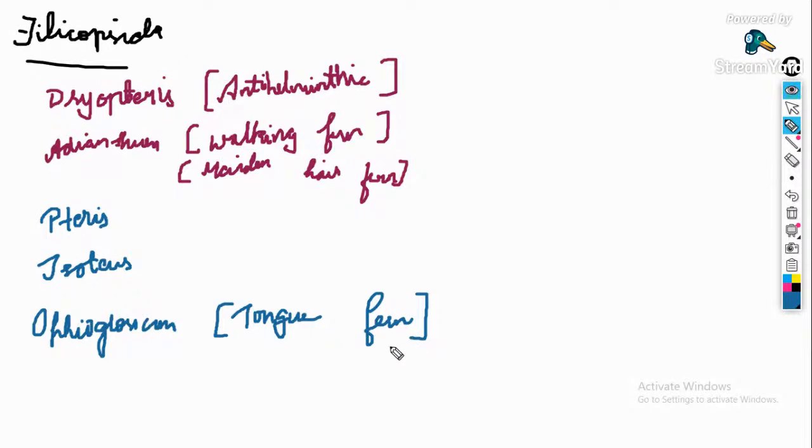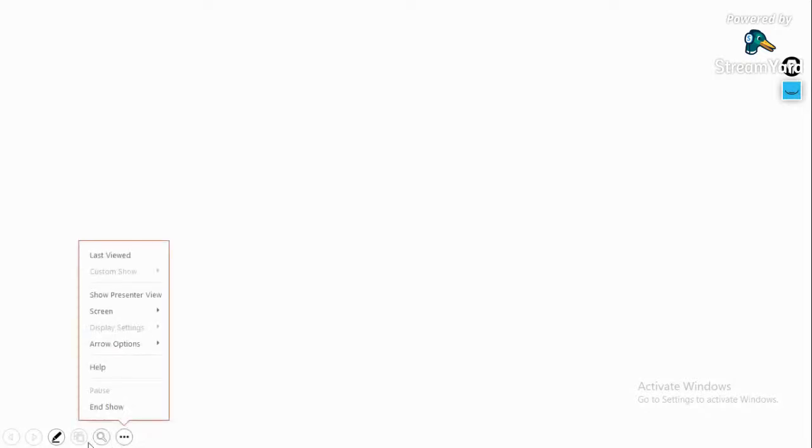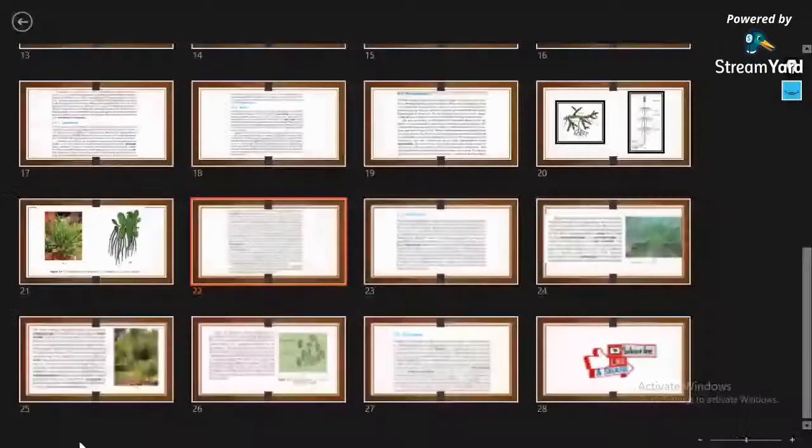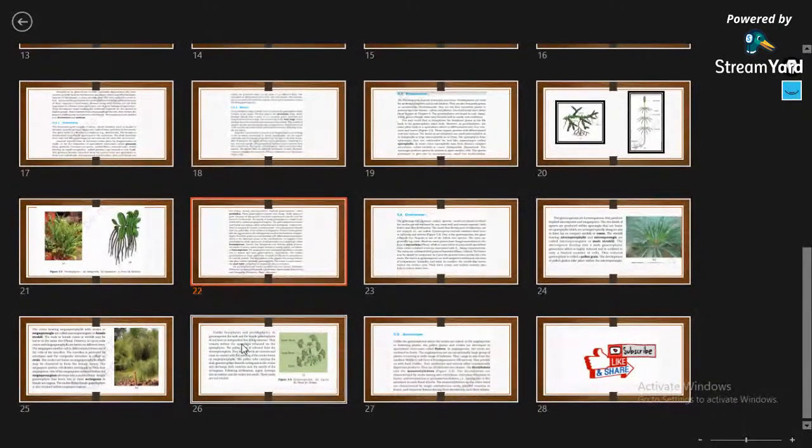And that's all for the topic pteridophyte. Thus, we have successfully completed the plant kingdom, that is, cryptogamy.